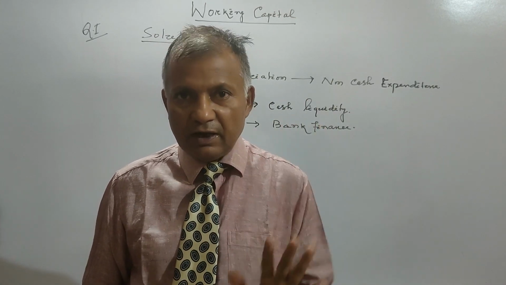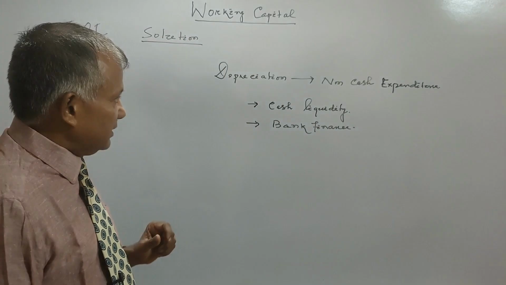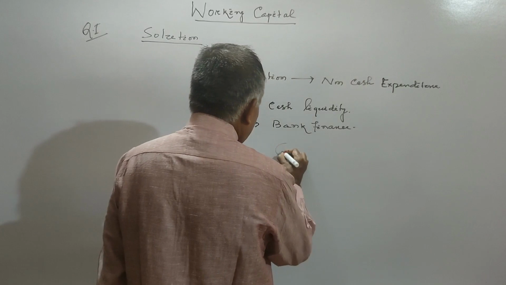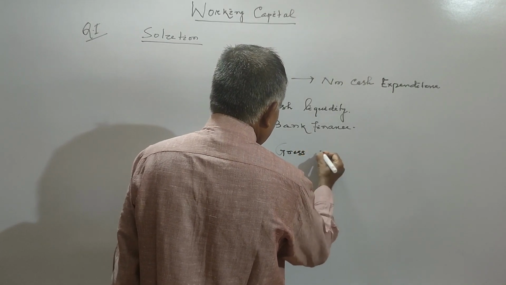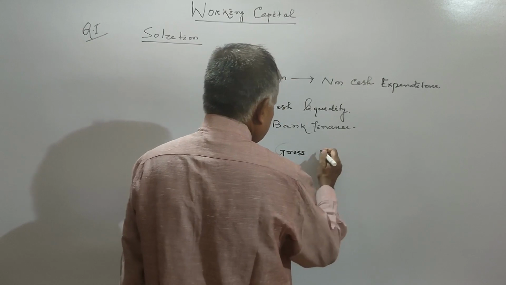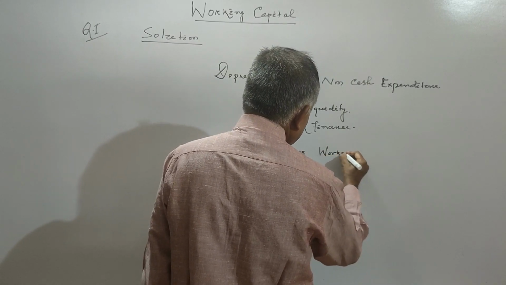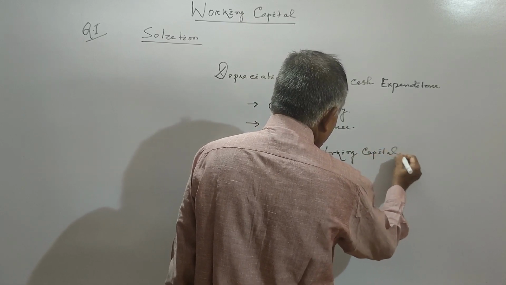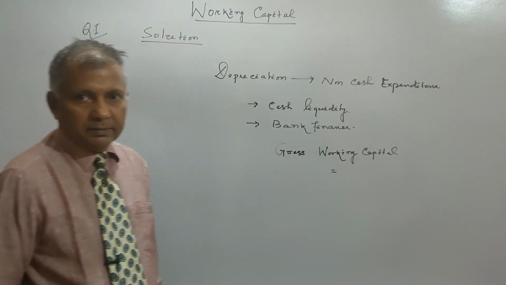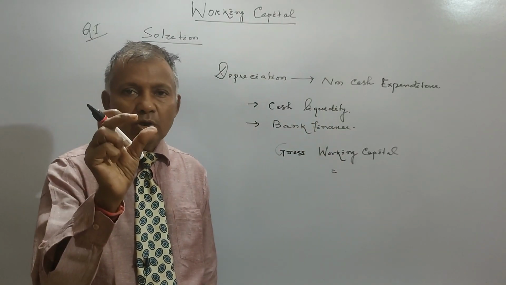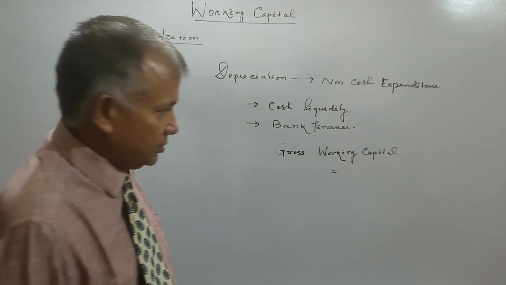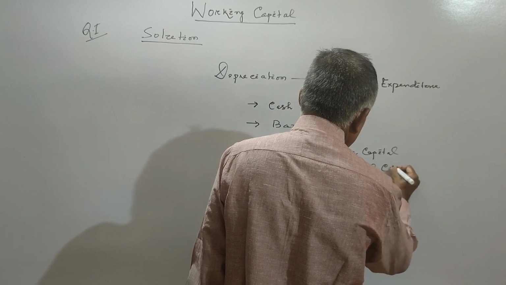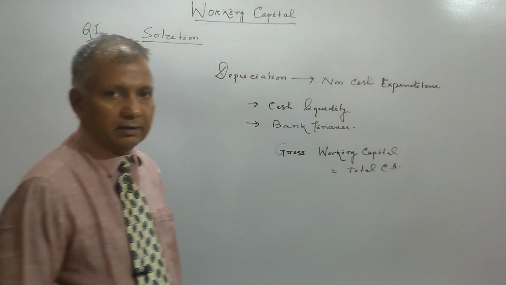This is the first one. Second one, there are two concepts of working capital. One is called gross working capital. Gross working capital means it is only the total of current assets. Total of current assets is called gross working capital.